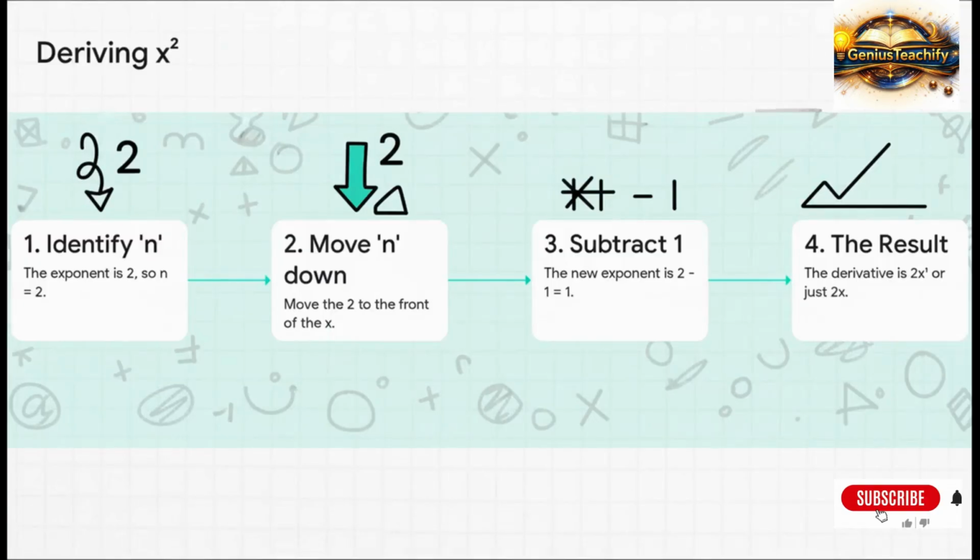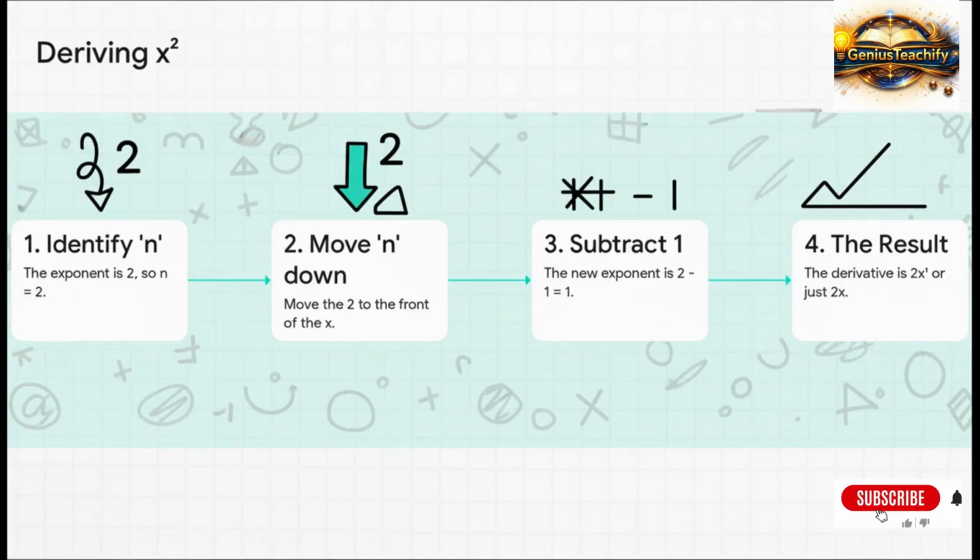Let's walk through it with x squared. Our exponent here is 2. So step 1, we bring that 2 down in front of the x. Step 2, we subtract 1 from the original exponent. So 2 minus 1 is just 1. What's left? 2 times x to the power of 1, which is just 2x.